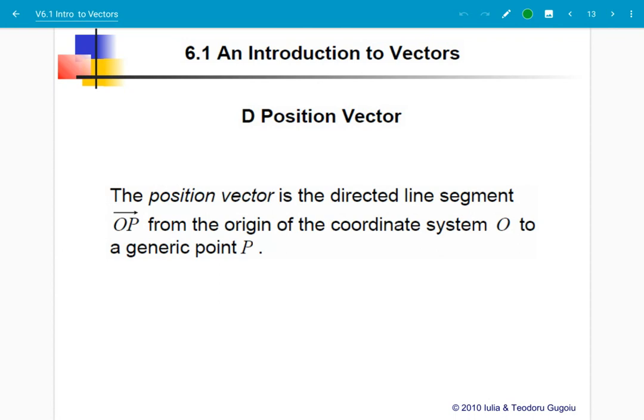Position vector is the directed line segment from the origin. The O is from the origin, so the vector starts at the origin where the tail is, and the tip or the end of the vector is at point P, O to P.